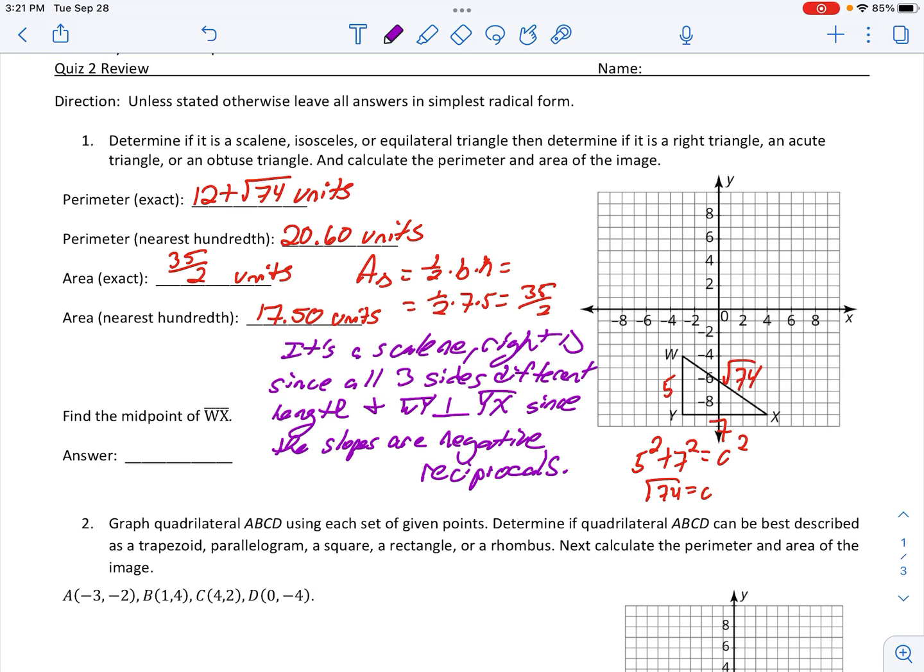Okay. Then the midpoint of WX, oh, thank you. Is that what you use? Yep, you're cool. Okay. Thanks, Natalie.